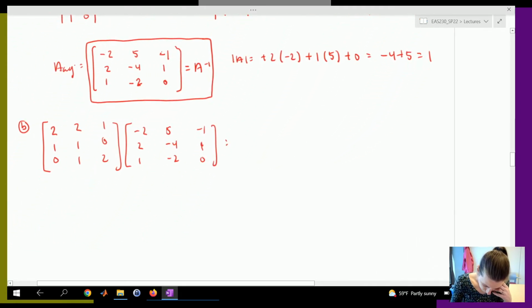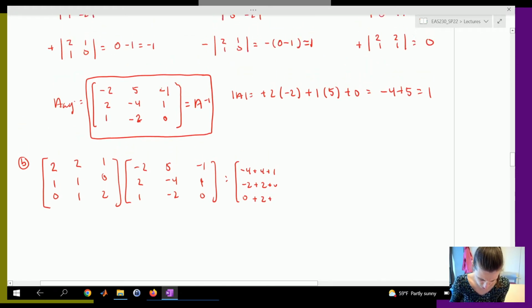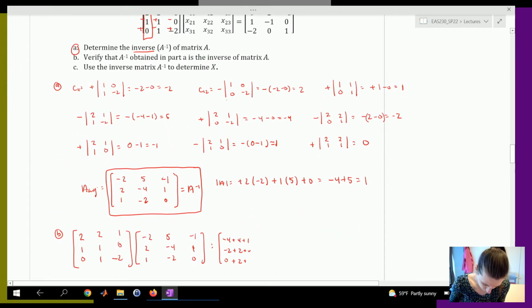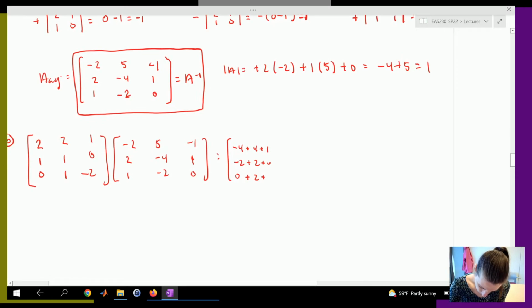Let me zoom back in. So if I take row 1, column 1, I get -4 plus 4 plus 1. Row 2, column 1, -2 plus 2 plus 0. Then 0 plus 2 plus, did I miss a sign? That's a -2. There we go. -2.